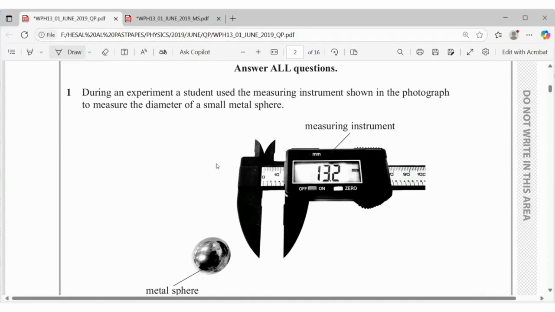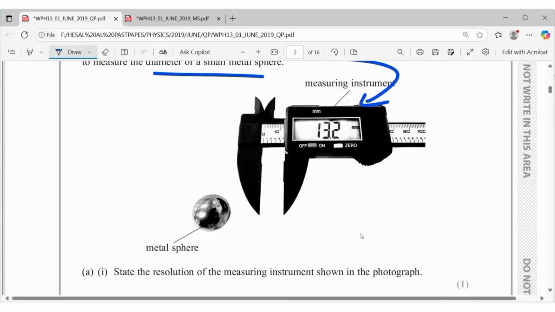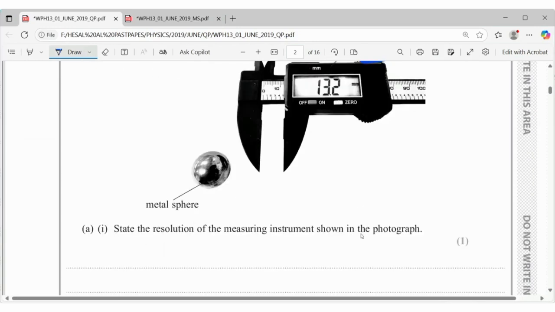It says, during an experiment, a student used the measuring instrument. What is the measuring instrument shown in this picture? It is a vernier caliper. Micrometer screw gauge also is in your syllabus, it is just for your reference. It says, showing in this photograph to measure the diameter of a small metal sphere. The metal sphere is shown in the picture. State the resolution of the measuring instrument shown in the photograph.